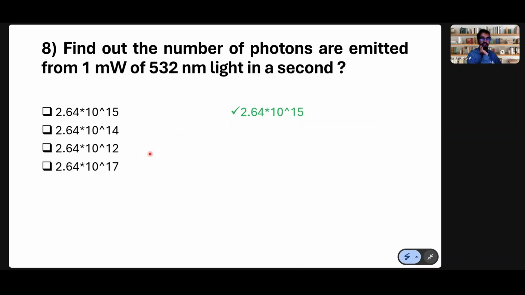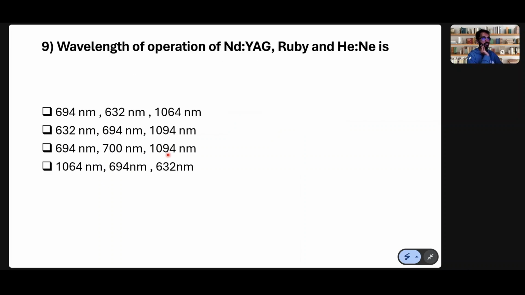So I hope people are clear with this. This is a direct question: wavelength of operation of Nd:YAG, Ruby and helium neon laser. We already know Nd:YAG operates at 1064 nanometers, so there will be no other option but option D, where Nd:YAG is 1064 nanometers, Ruby is 694 nanometers, and helium neon is 632 nanometers.